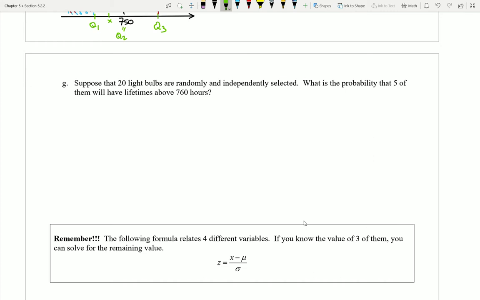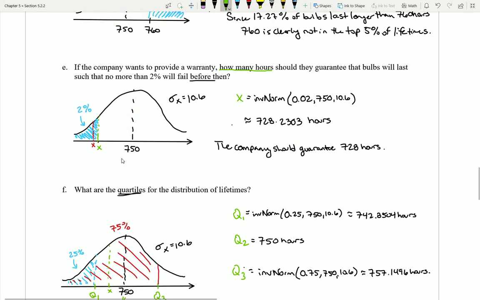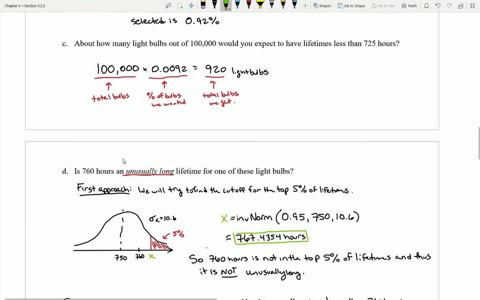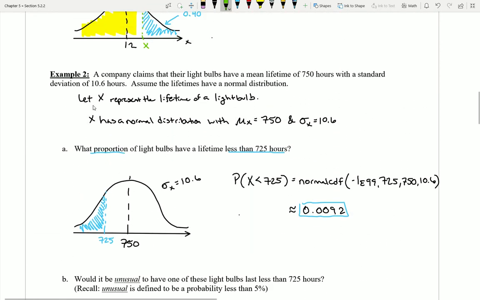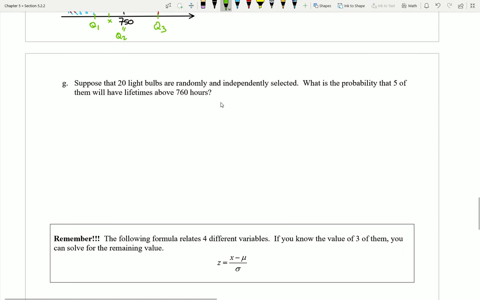Okay, now before we jump in here too deeply, let's quickly go back and remind ourselves of what our random variable was in the last problem. In all these problems, we've been dealing with light bulbs and their lifetimes. If I scroll all the way back to the very beginning, we'll see that X represented the lifetime of a light bulb. Notice that in part D, I'm not really asking a question about what is the lifetime of a light bulb. My question is, what is the probability that 5 of the 20 will have this particular property true about them?